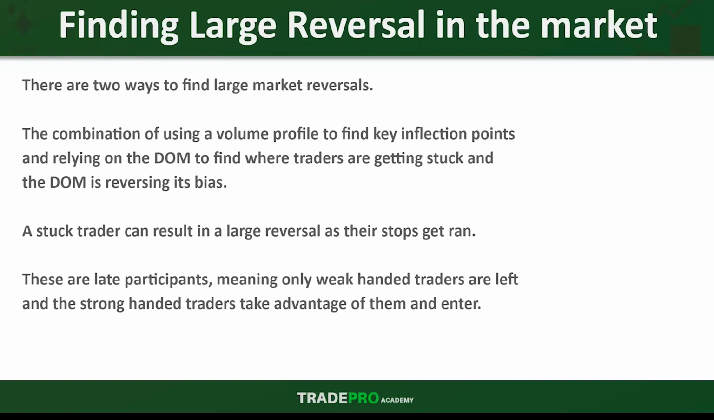Remember when we talked about distribution theory yesterday and understanding where large inflection points were? The starts or ends of big distributions are large inflection points, which usually come into confluence with stuck traders coming in the market. Again, there's two ways to find large market reversals: a combination of using volume profiles and key inflection points and relying on the DOM to see where those traders are actually getting stuck and reversing its bias.